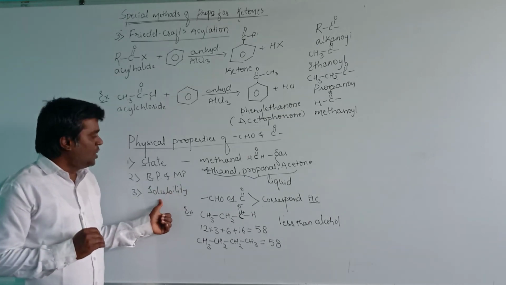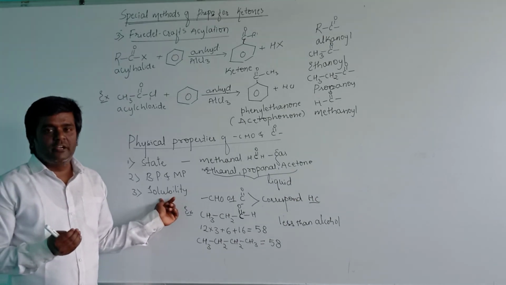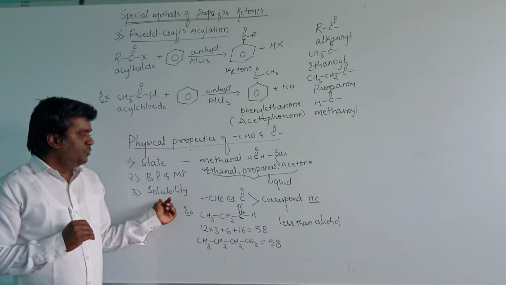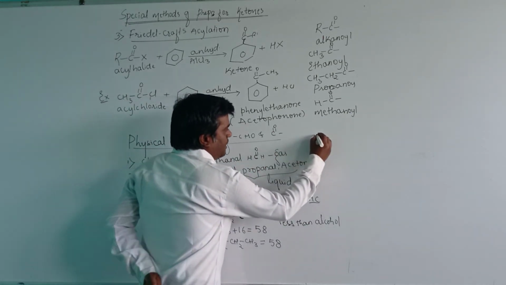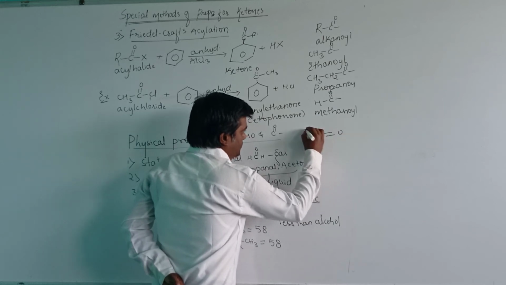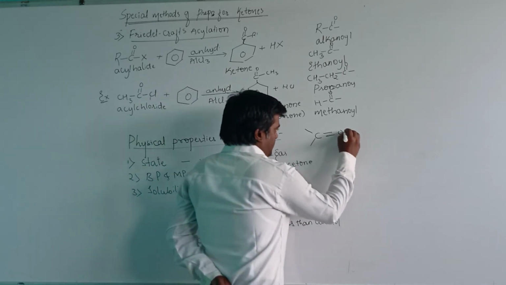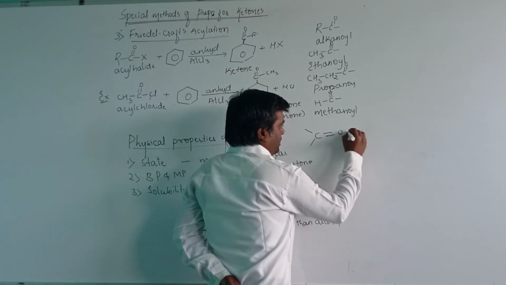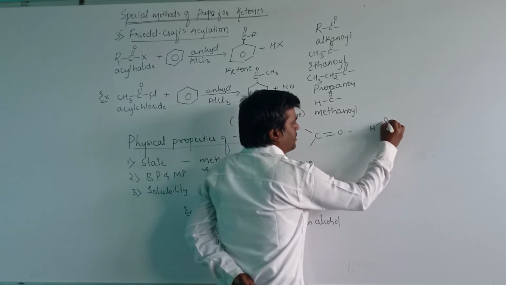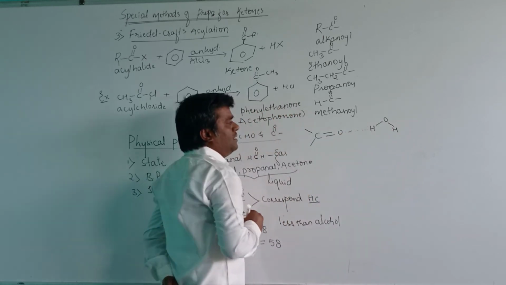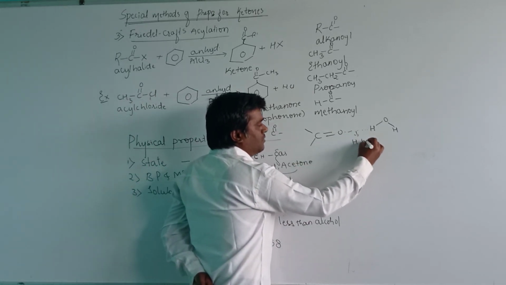The third one is solubility. The lower aldehydes and ketones are soluble in water due to the formation of hydrogen bonds. Let us consider a carbonyl group. When the aldehydes and ketones dissolve in water, they are involved in hydrogen bonding with the water. Therefore, the aldehydes and ketones are soluble in water.